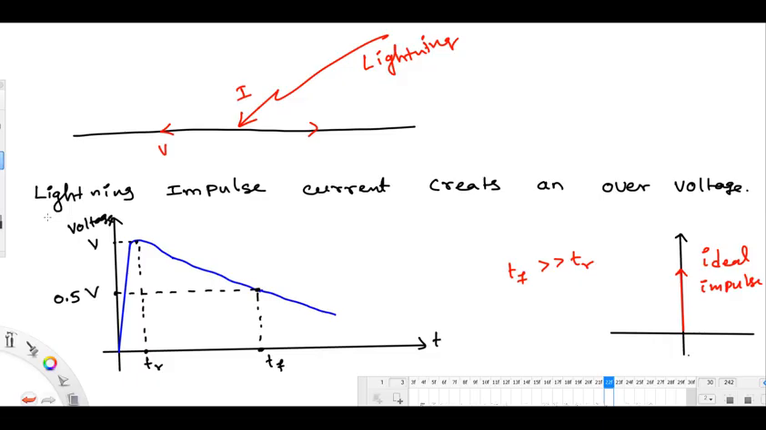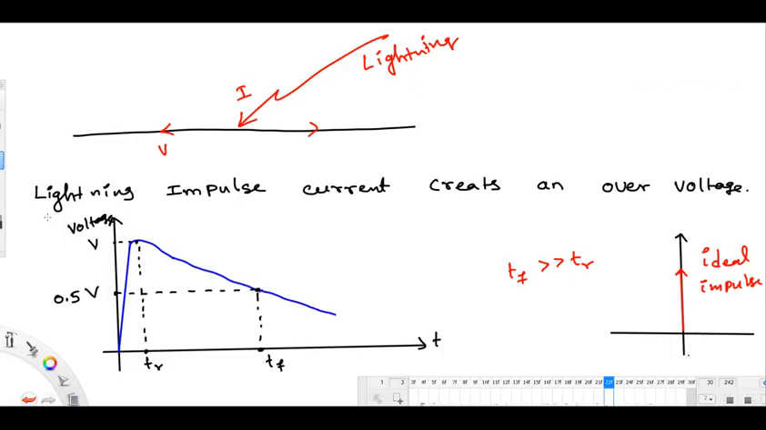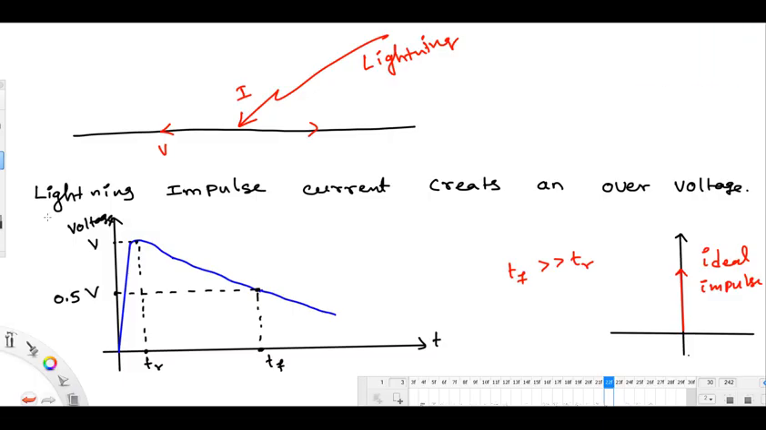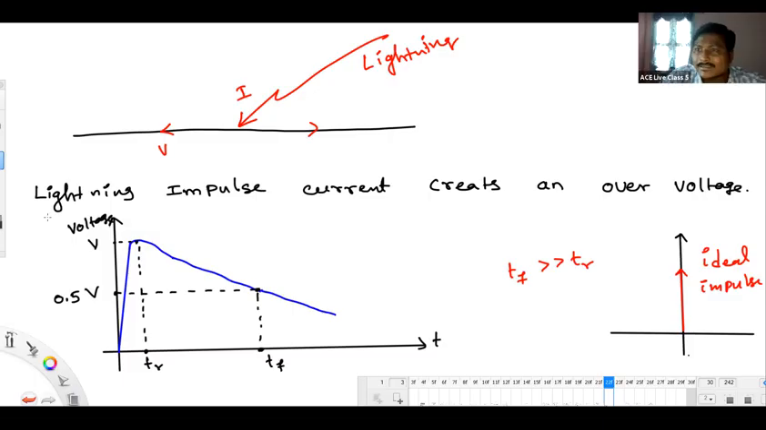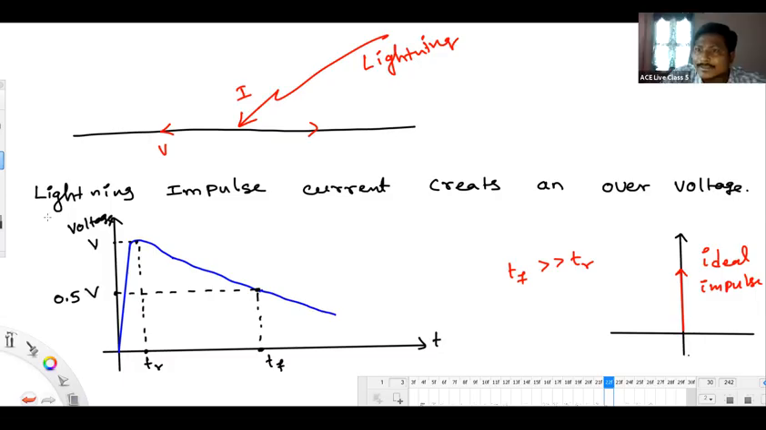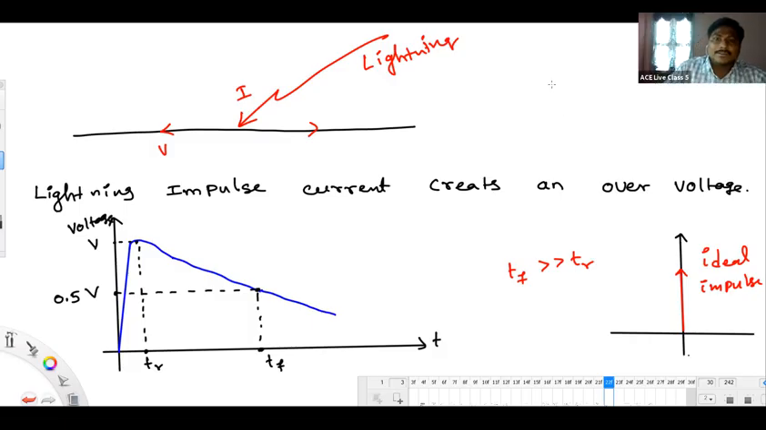Heat is the reason for the damage of a conductor. But for how much time is that current flowing? For a microsecond. I squared times R times time is the heat. Time is very less, so heat development is very less, so the conductor will not be damaged. Okay, sir. Understood. Thank you, sir.